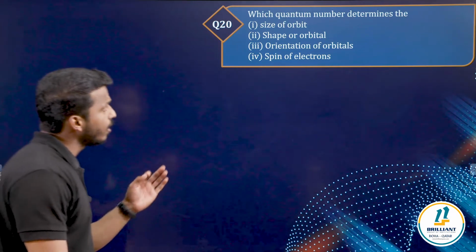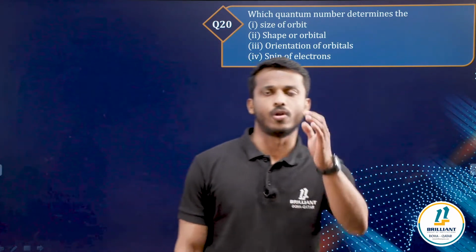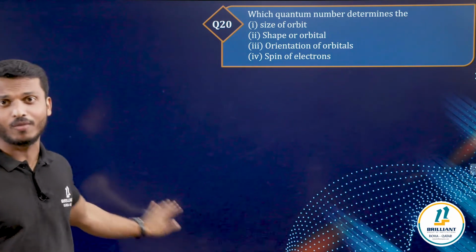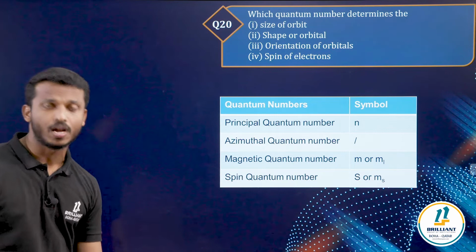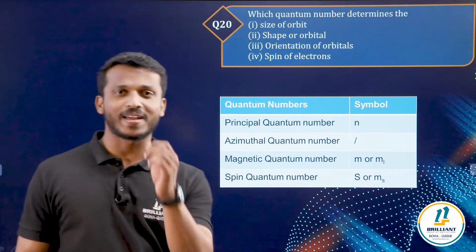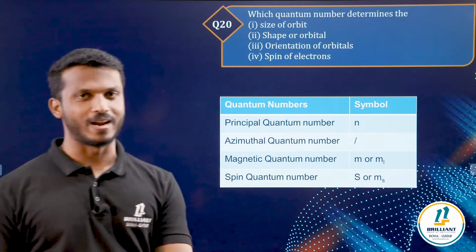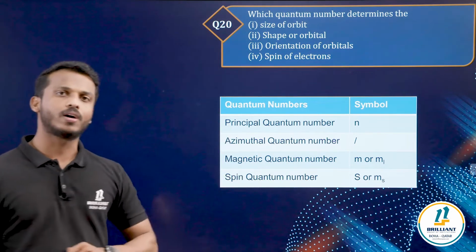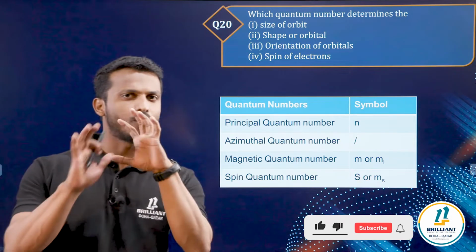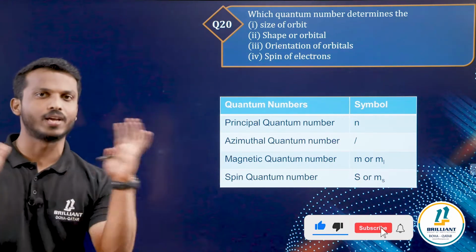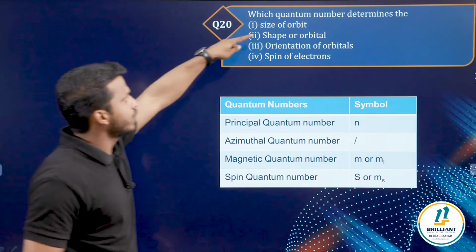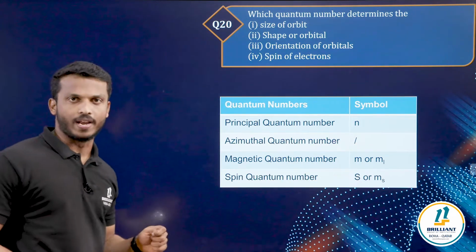Which quantum number determines the following? What are the quantum numbers we have? We have the principal quantum number, azimuthal quantum number, magnetic quantum number, and spin quantum number, right? Each quantum number gives some idea. The principal quantum number gives the idea about the size or the energy of the orbit. So the size of the orbit is given by the principal quantum number.